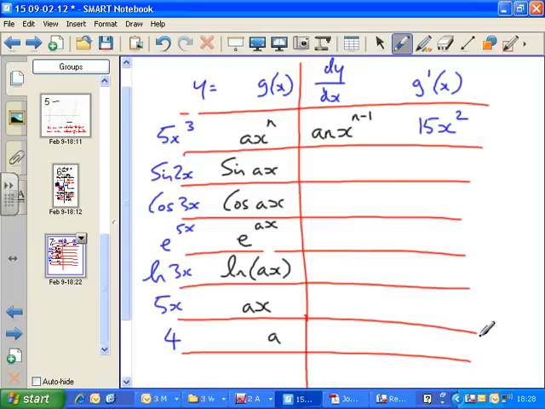The next rule, sine changes to a cosine function, and the number comes out and goes in front. So a cos ax is the rule. So in this example, the 2 comes out and goes in front, the sine changes to a cosine, and the rest stays the same, 2x inside. The next rule is that the cos changes to a sine, but it goes to minus sine, so minus a sine ax. So for this example, minus 3 sine 3x.